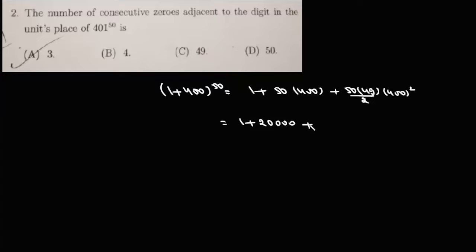Now this is 1 and this is 20,000 plus, and here we'll have at least 6 zeros. In the end, it'll have this 1 and then followed by 3 zeros and 2, and then there'll be other numbers. So the number of consecutive zeros adjacent to the digit in the units place, which is 1, is simply 3, and that's your option A.